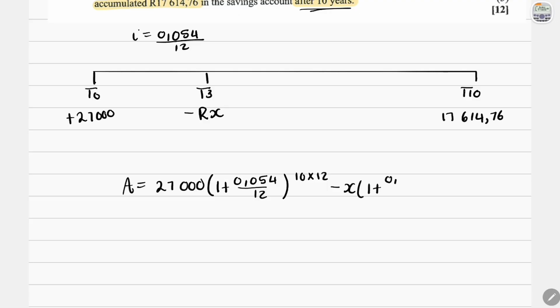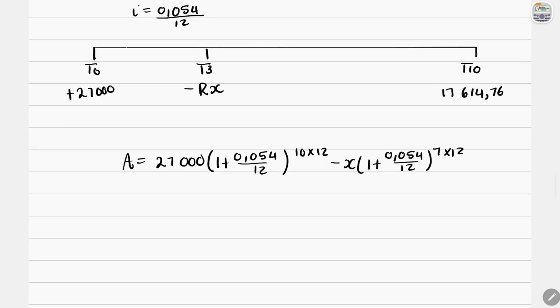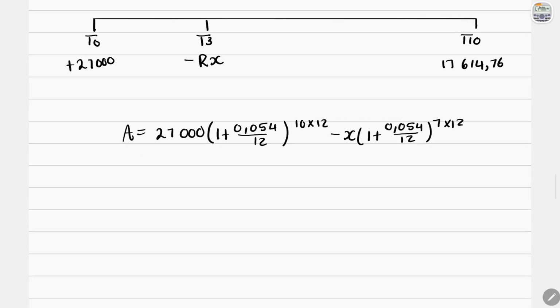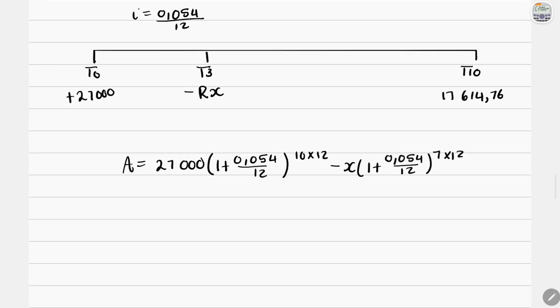1 plus 0.054 over 12 raised to the power of. Now, how many years worth of interest is this money losing? It left the account at T3. So that is 7 years worth of interest, 10 minus 3. So that is 7 years multiplied by 12. Okay, so this is what our timeline looks like. And this is the calculation.